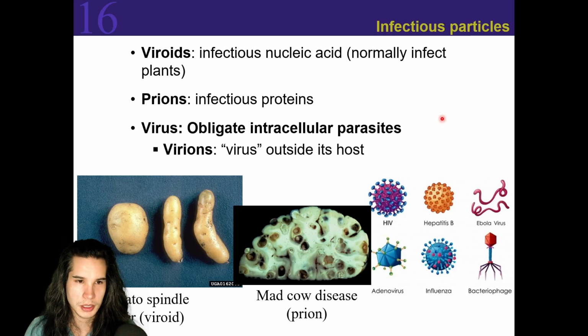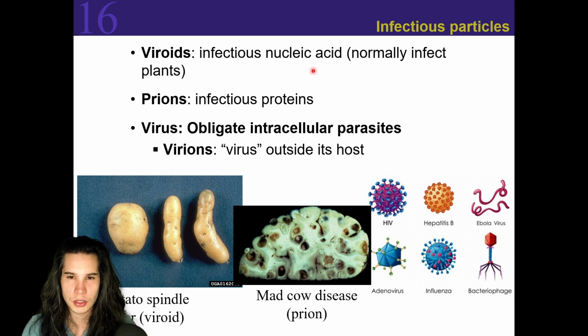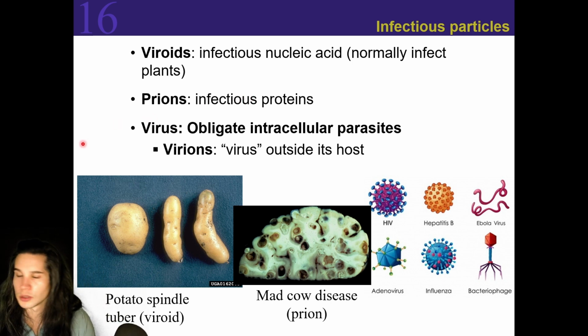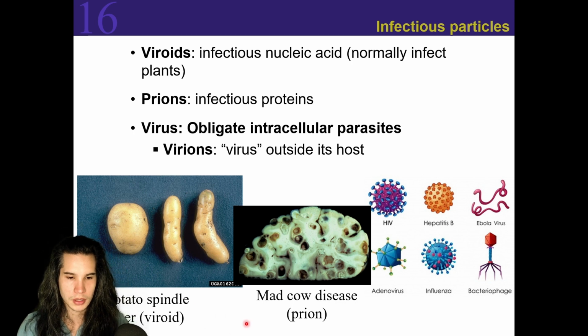Okay, let's talk about some infectious stuff. So, viroids are going to be infectious nucleic acids. The potato spindle tuber is an example of a viroid, which will infect potatoes specifically. All that is just naked nucleic acid, which will infect plants.